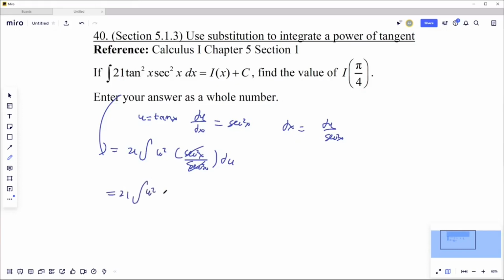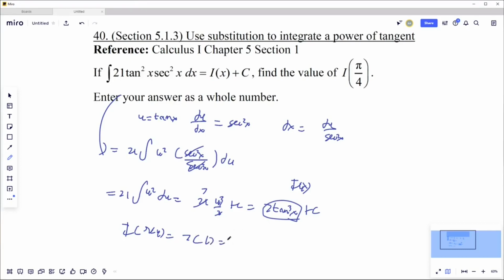21 integral of u squared du. Now with the integral of this, you get u cubed over 3. This cancels, gives you 7 plus c. 7 times, let's replace u by tan, so tan cubed of x, and we're done. Part c, plus c, and this is pretty much I of x. So I of pi over 4, they're asking, so put pi over 4, you get 7. Tan of pi over 4 is 1, 1 cubed is 1, so you get 7 here, and you're done.